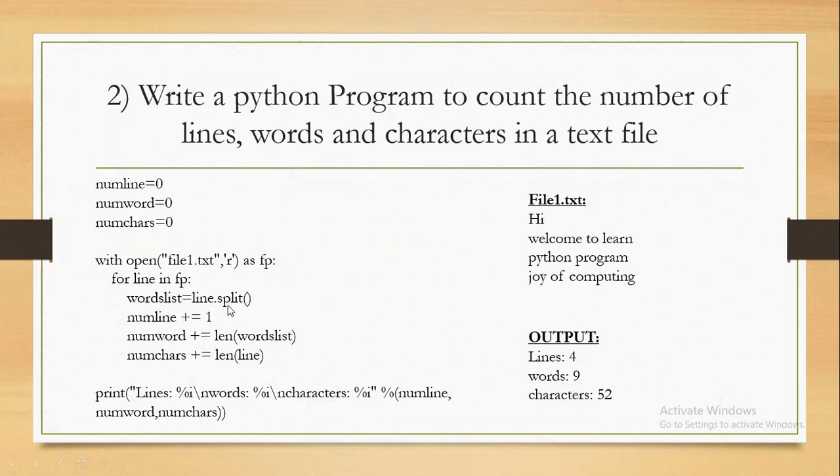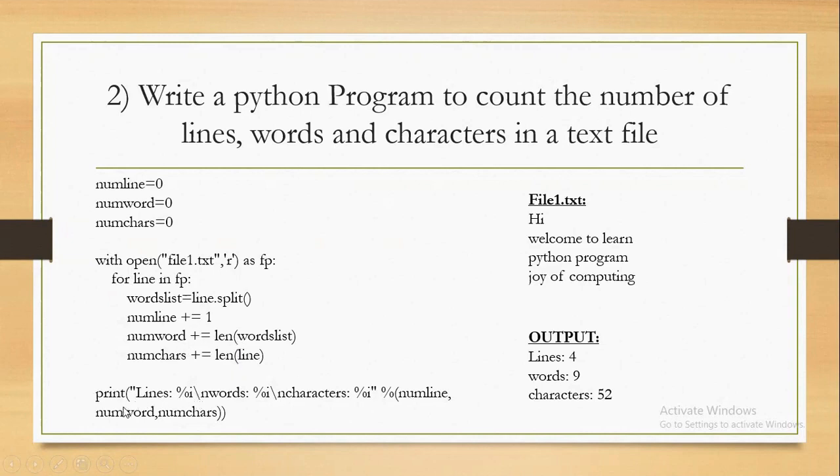Whenever a new line is introduced, the number of lines value gets incremented by 1, and the word list consists of all the words present in that particular file. The length of the word list is calculated with the help of the len built-in function, and that total count is updated in the numword variable. Similarly, every character in the line is counted, the length of the line is calculated, and that value is updated in the numchar variable.